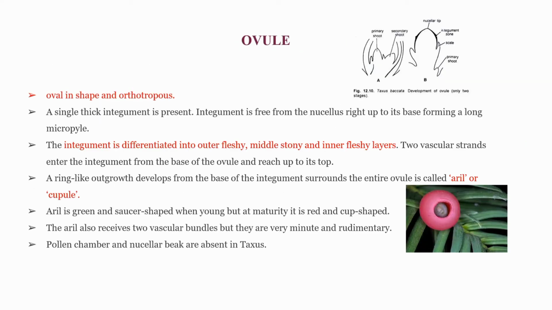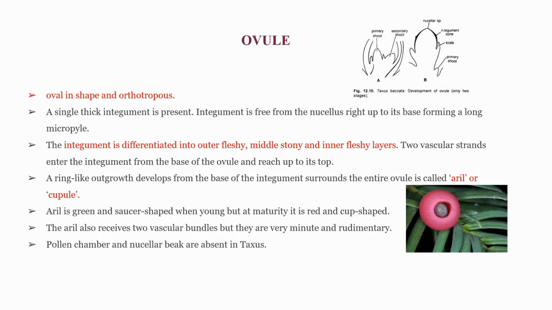Ovule. The ovule in the Taxus is oval in shape and it is an orthotropous ovule. A single thick integument is present. The integument is free from the nucellus right up to its base, forming a long micropyle. The integument is differentiated into outer fleshy, middle stony and inner fleshy layers. Two vascular strands enter the integument from the base of the ovule and reach up to its top.